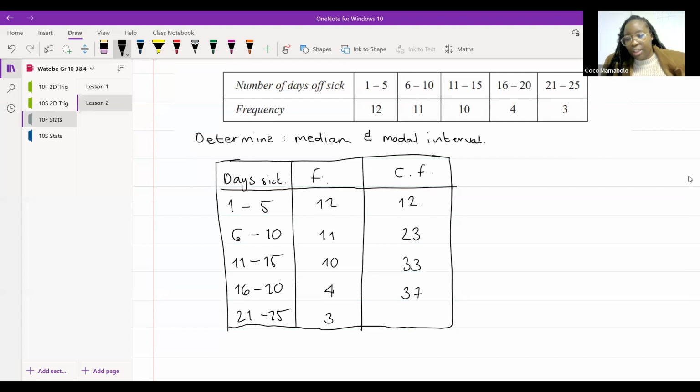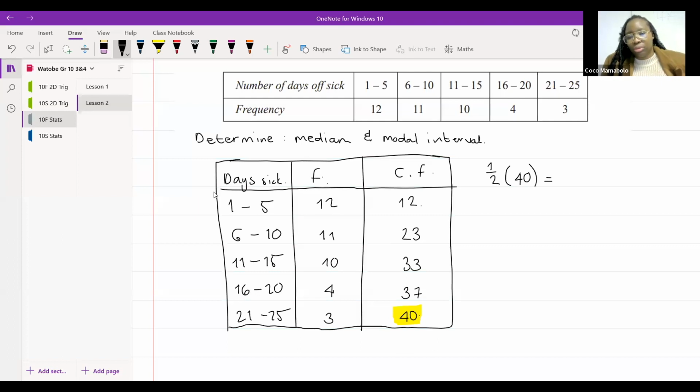37 plus 3 is 40. Good. So we know that the cumulative frequency all the way at the end is 40. Now we want the median. We're going to take half of the final cumulative frequency. What is the final cumulative frequency? 40. Good. So what is half of 40 though?